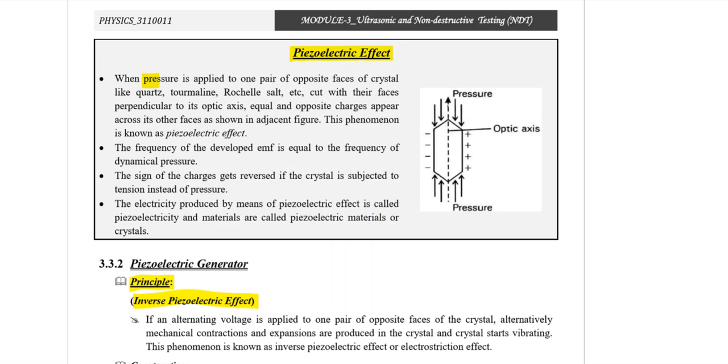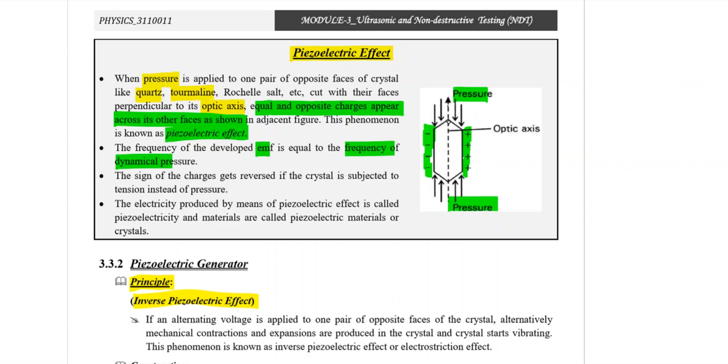When pressure is applied to one pair of opposite faces of a crystal like quartz, tourmaline, etc., cut with its faces perpendicular to its optic axis, equal and opposite charges appear across the other faces, as shown here. See, these are the equal and opposite charges generated here when we apply pressure to the opposite sides. This phenomenon is known as the piezoelectric effect, and the frequency of the developed EMF is equal to the frequency of the dynamical pressure. Whatever pressure we apply to the material, charges of the same frequency appear here also.